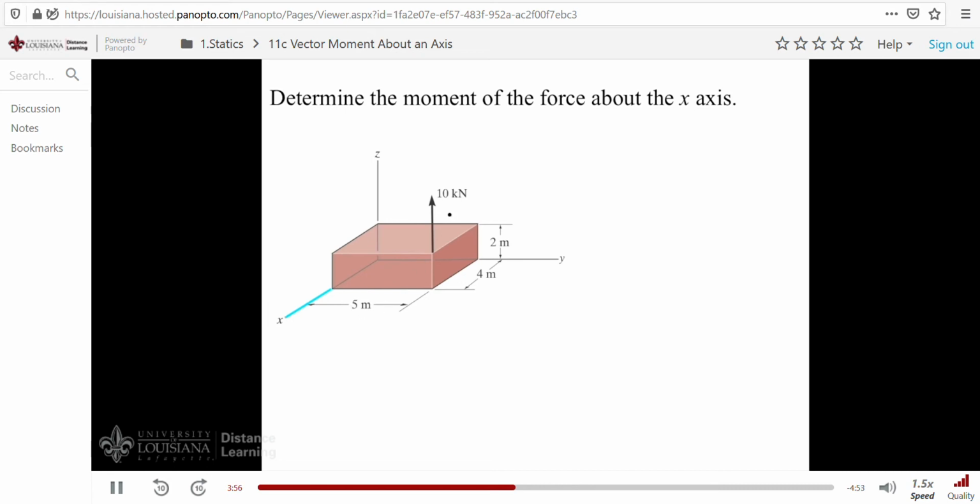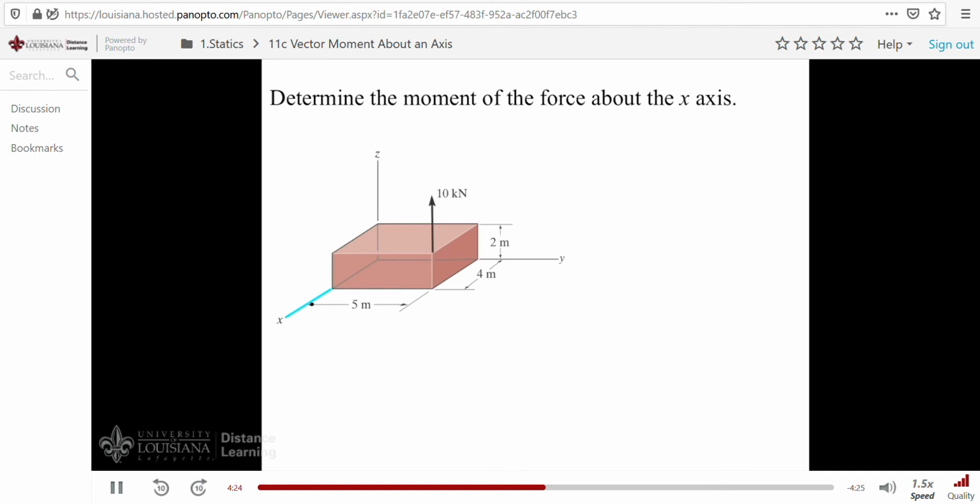Therefore, the magnitude of the moment would simply be 10 times 5, or 50 kilonewton meters. You can see that it rotates around the axis this way. And if you direct your curl of the fingers this way, the thumb will be directed in the direction of the positive x-axis. And so if we were to represent our moment as a Cartesian vector, we would simply say it would equal 50i.